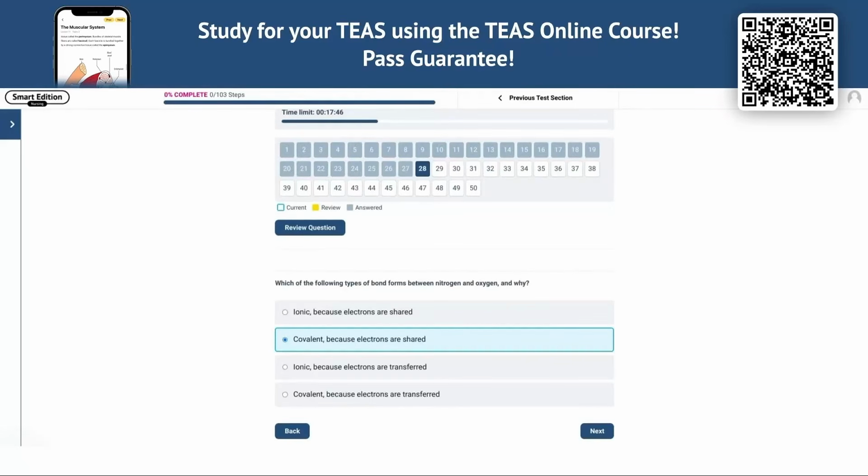So again, it's really important to know what covalent bonds are, what ionic bonds are, what they do, what they don't do, and just really have a deeper understanding of chemistry on that level. So again, if you need a refresher on all of these different chemistry topics, be sure to check out the online course.